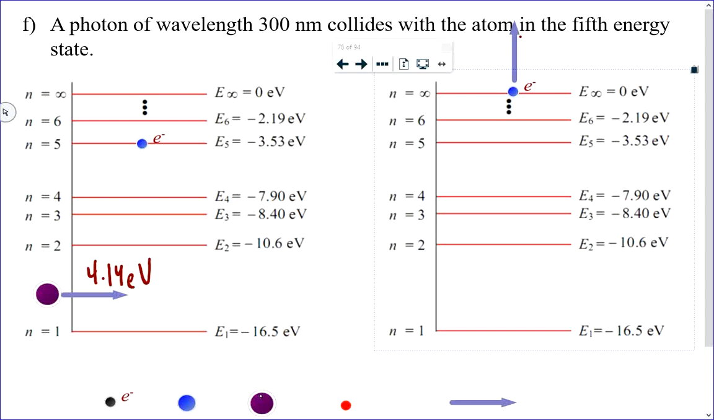Well, how much energy is needed for the electron to go from E5 to an ionization state? 3.53 eV. But if it absorbs 4.14, and it gives up 3.53 eV, then it must have a little bit left over.